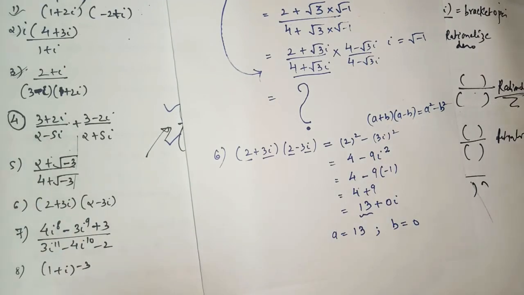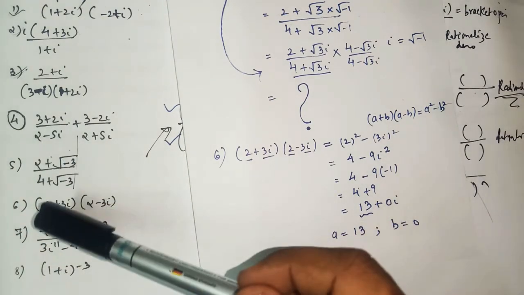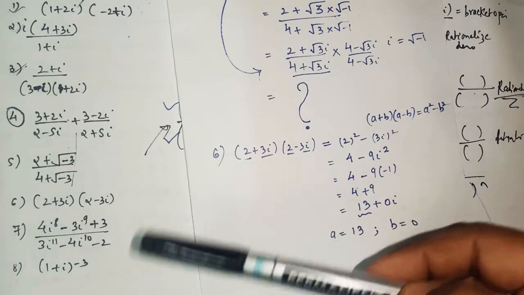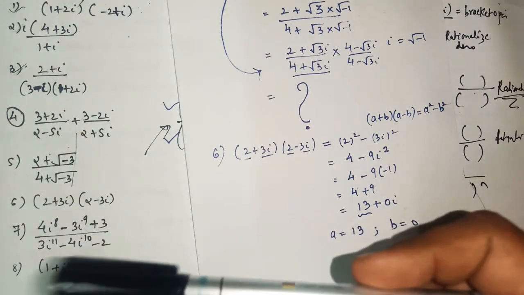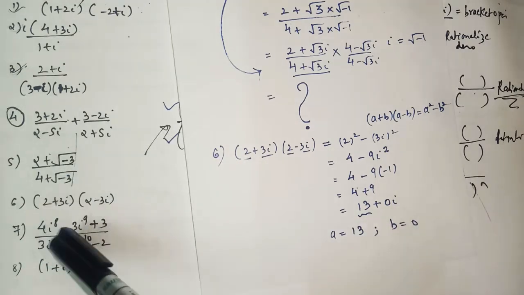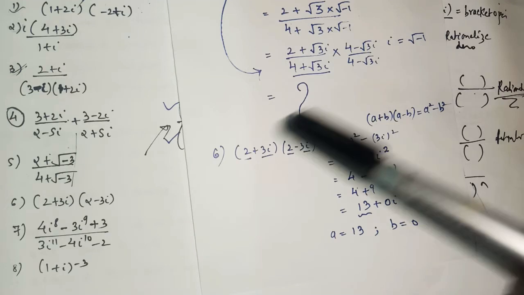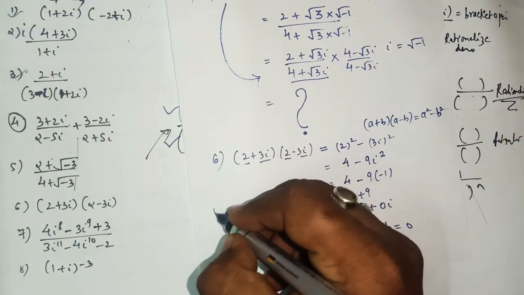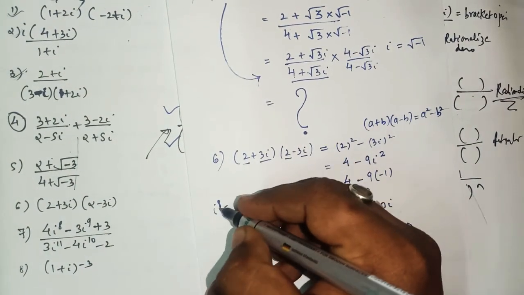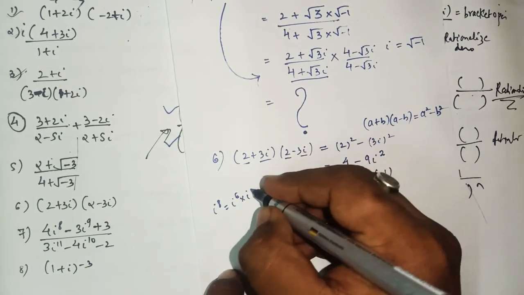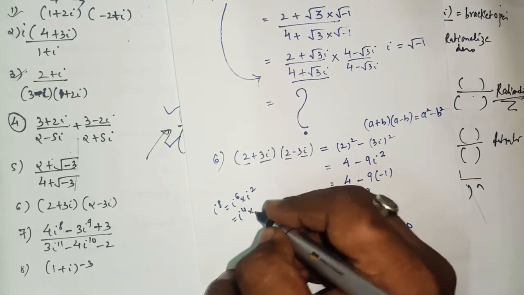So let's move on to question number 7. Can you see that the powers are i raised to 8, i raised to 9? The first thing we have to do is replace the values of i raised to 9, i raised to 8, 11, 10 by using the breaking method. As I explained, i raised to 8 I can write as i raised to 6 into i raised to 2, or else as i raised to 4 into i raised to 4.